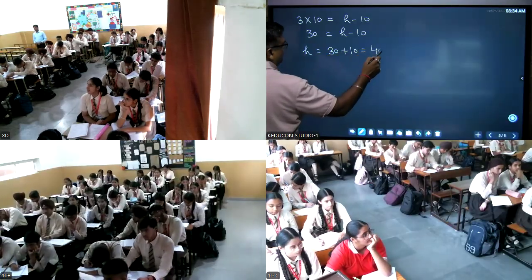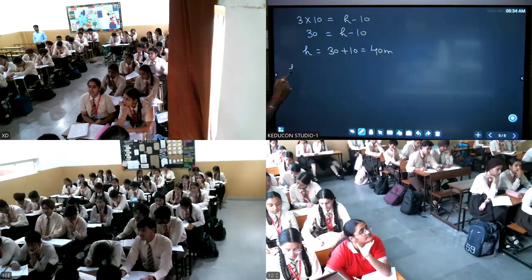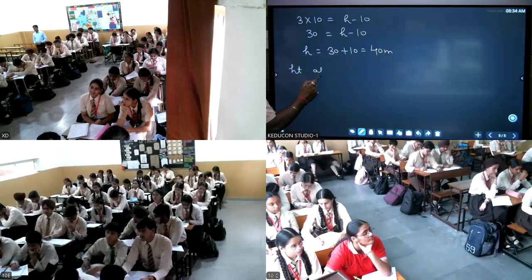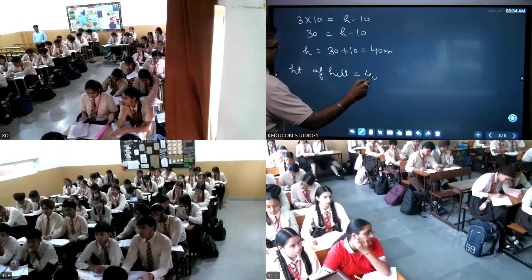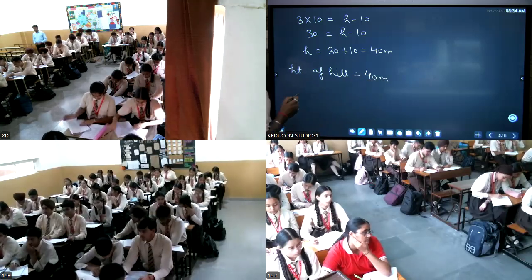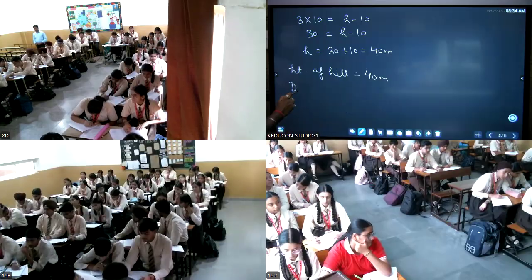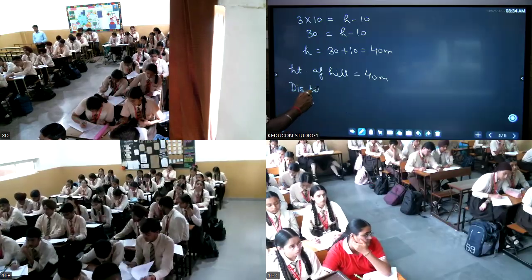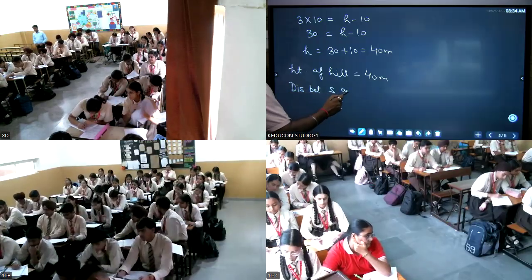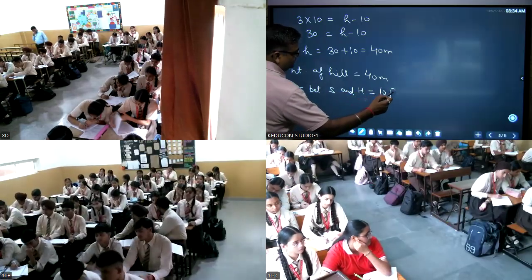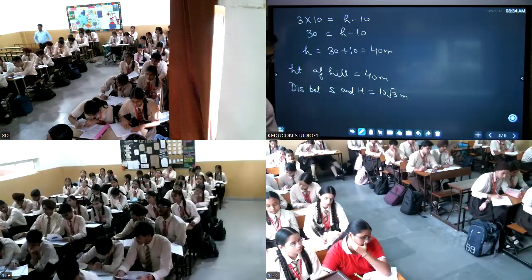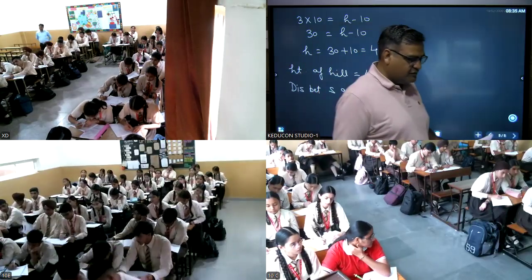So what does this mean? So you have got height of the hill 40 and second thing was distance between ship and hill. Ship and hill. That comes out to be x, that is 10 root 3 meter. So now what was the question? What you have to find out?